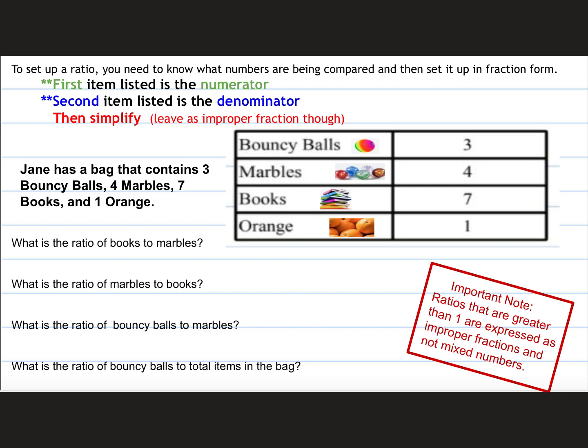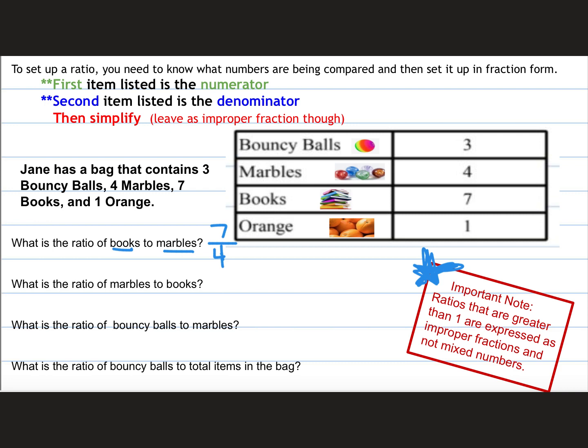Jane has a bag that contains 3 bouncy balls, 4 marbles, 7 books, and 1 orange. And then we have a bunch of questions based on this information. So the first one, what is the ratio of books to marbles? So looking at the table here, I see that there are 7 books. So I'm going to write that one first because that was the first one listed. Marbles, there are 4 marbles. Simplify if you can, which this one I can't, but you keep it as an improper fraction right here. Important. If it's greater than 1, you leave it as an improper fraction.